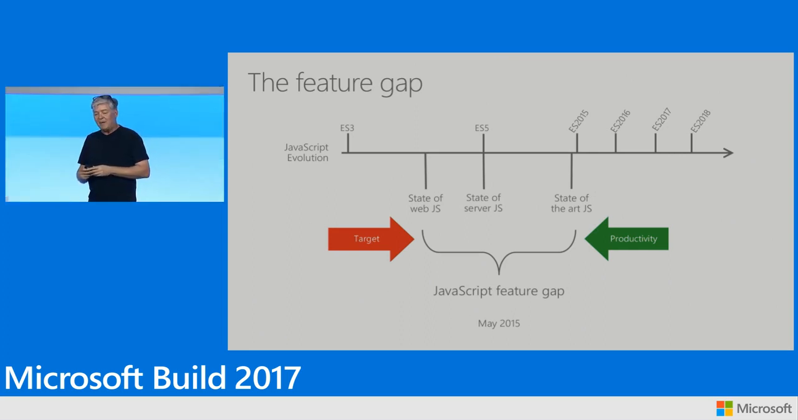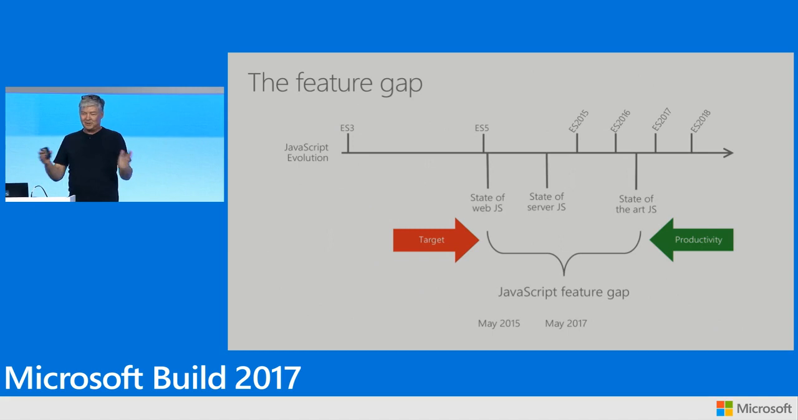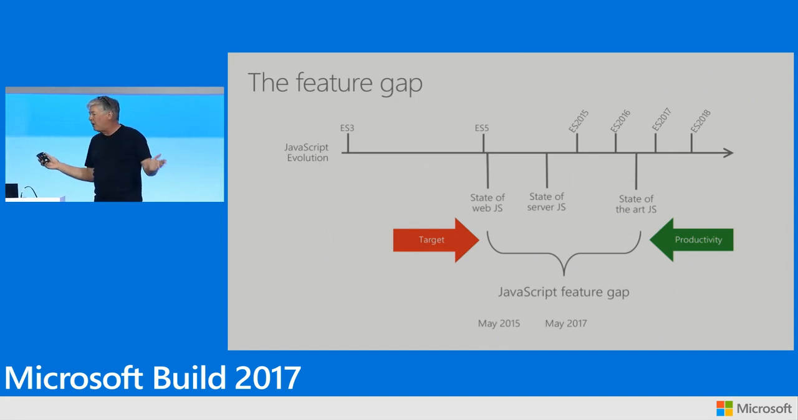And that gap is not a one-time phenomenon. It's a thing that continues to exist. Here we are now, 2 years later. We're about to ratify ES 2017, yet on the server, Node.js has yet to get ECMAScript 2015 modules. They're still doing CommonJS. And we've only just gotten to the point where you can assume ECMAScript 5 in your browser. So this gap continues to be there. And in fact, it's a gap that will probably always be there.